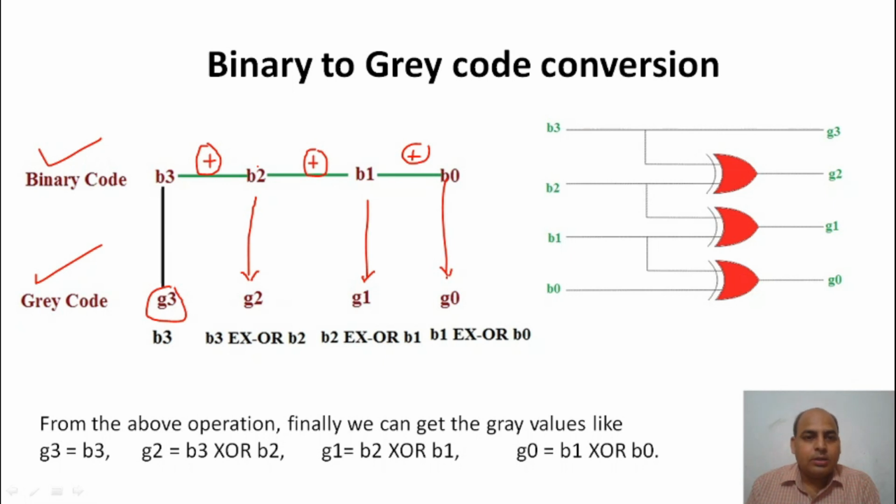So again, repeating here: if we have binary information and we want to convert it into a gray code, then B3 is written as it is, then B3 and B2 undergo the XOR operation, and the result is considered as the second MSB. Successively, B2 and B1 undergo the XOR operation, written as G1, and B1 and B0 undergo the XOR operation, written as G0.